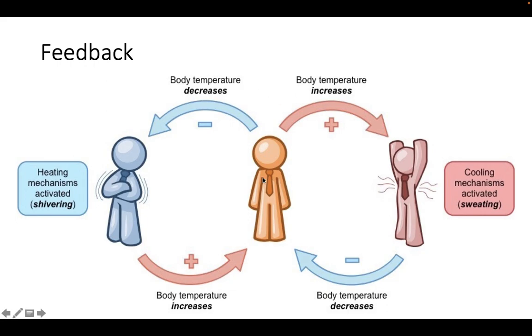Here's an example of some feedback loops. So, the body's constantly keeping an eye on its temperature. If it increases, it's going to sweat to cause it to decrease. If your body temperature decreases, you're going to shiver and have other mechanisms to help increase the temperature back to where it needs to be. So, depending upon what's going on, will determine what kind of feedback is going to occur.